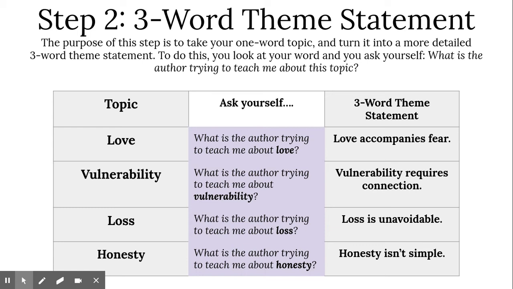We want to keep these 3-word statements short and sweet so that we can get to the specifics about what the author is teaching us. We don't want this to be very rambly and a word jumble. We want this to be targeted and specific. That's why we're taking on the challenge of only using 3 words.